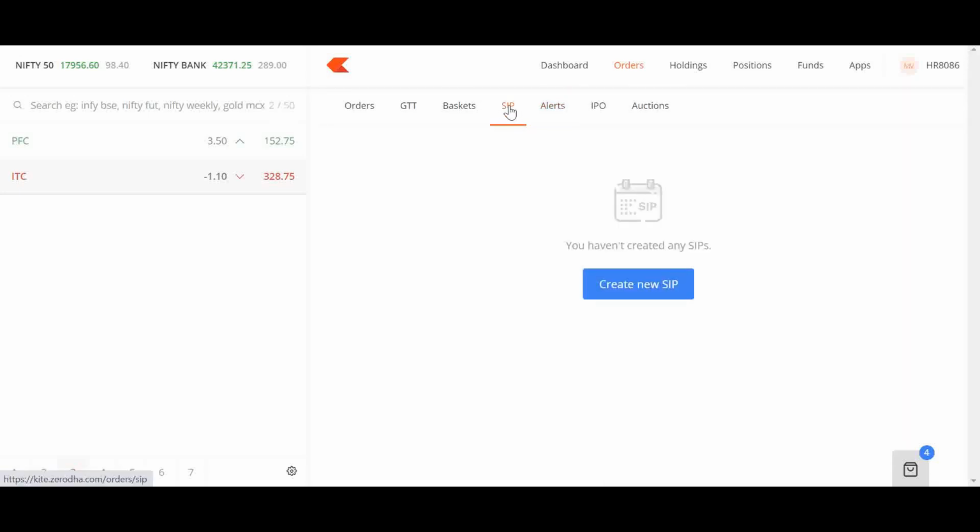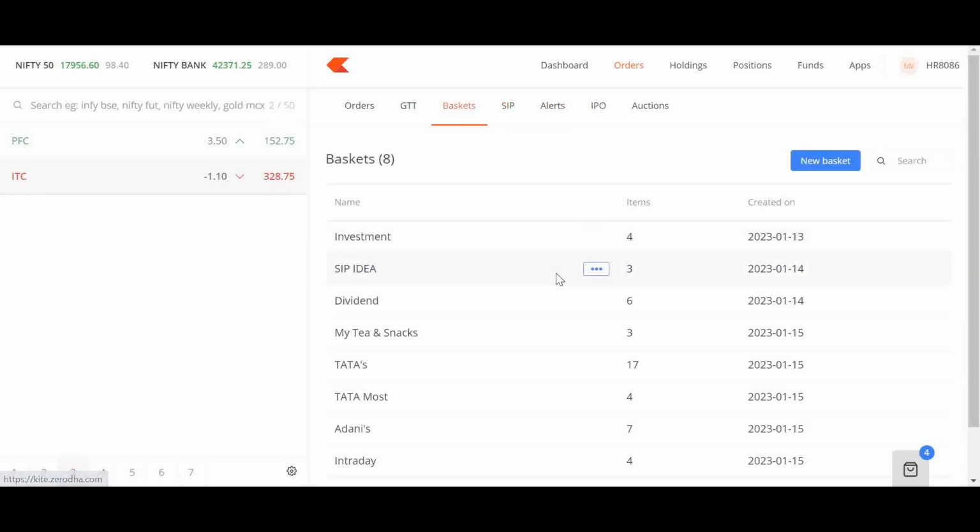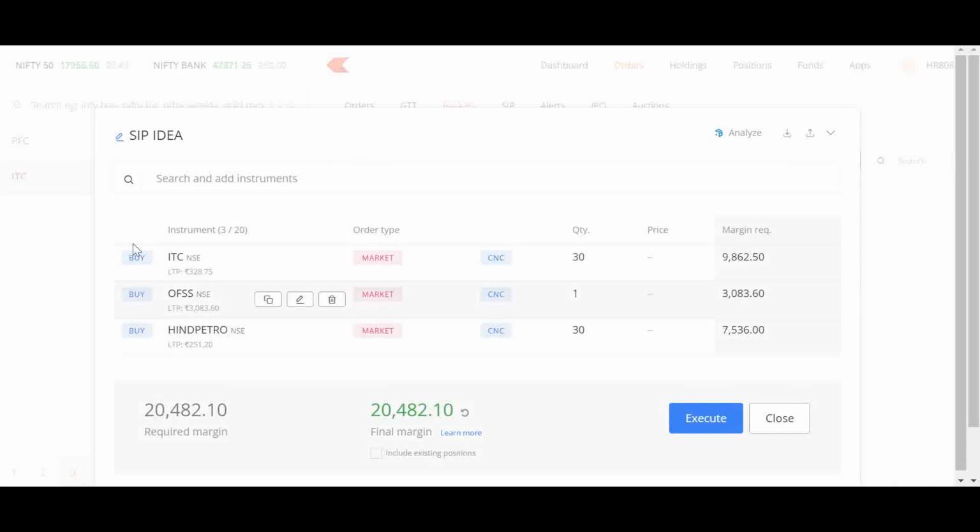And this one is called SIP. SIP is nothing but a systematic investment plan. Let's say you would like to invest in stocks on a monthly basis. So I have some basket for that. Here I have some SIP ideas, right? So these are my SIP stocks.